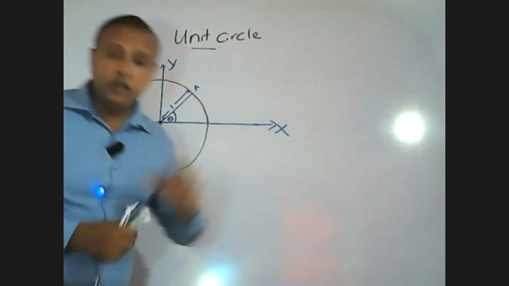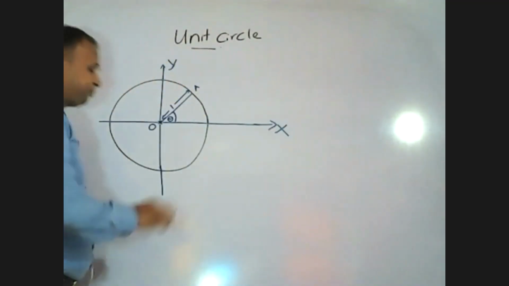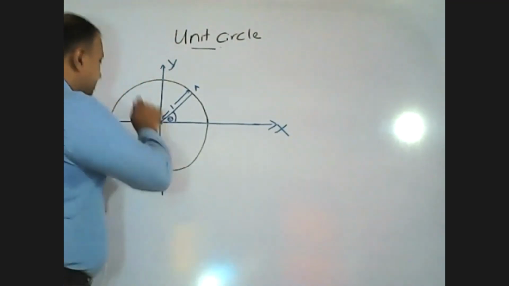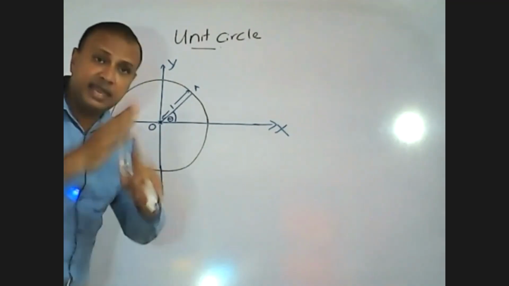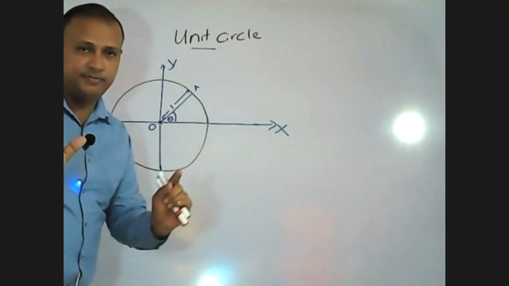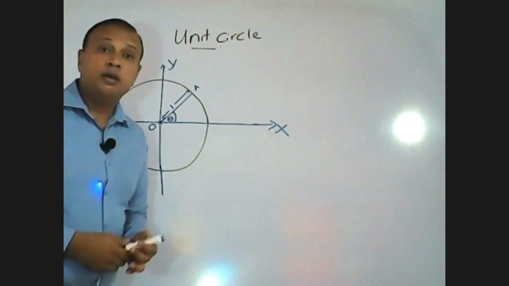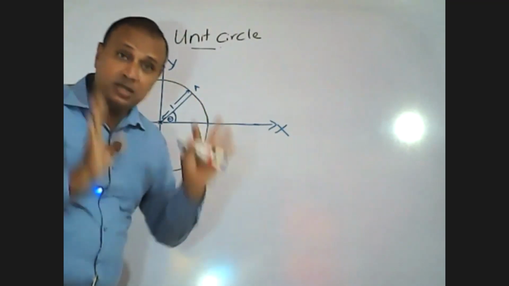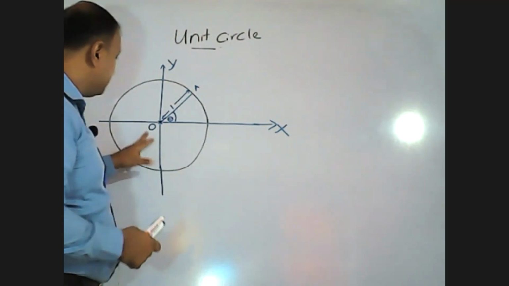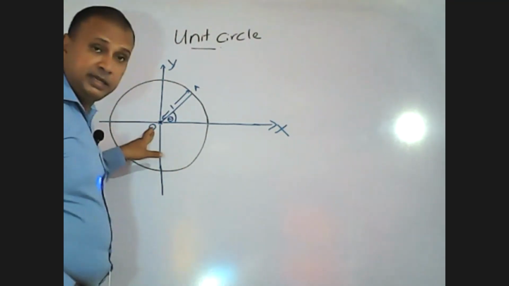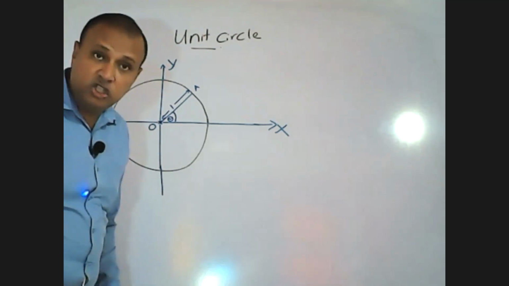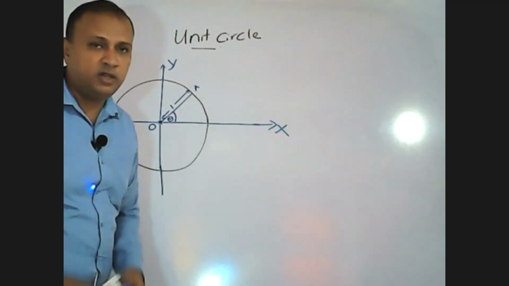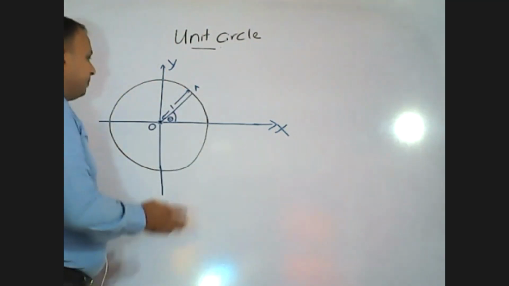Unit circle. A unit circle is a circle that has a center at the origin, and the radius of that circle is unit 1. You will understand why I use a unit circle later. But you should understand now what a unit circle is. A unit circle is the circle that has a center at the origin and the radius is equal to unit 1.